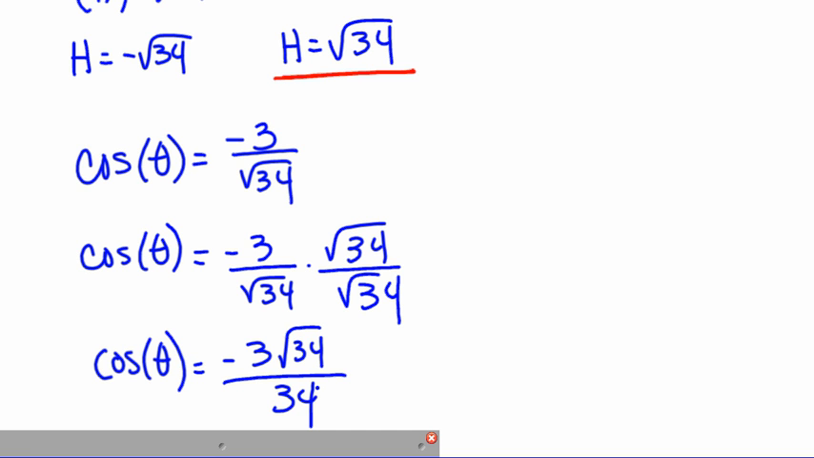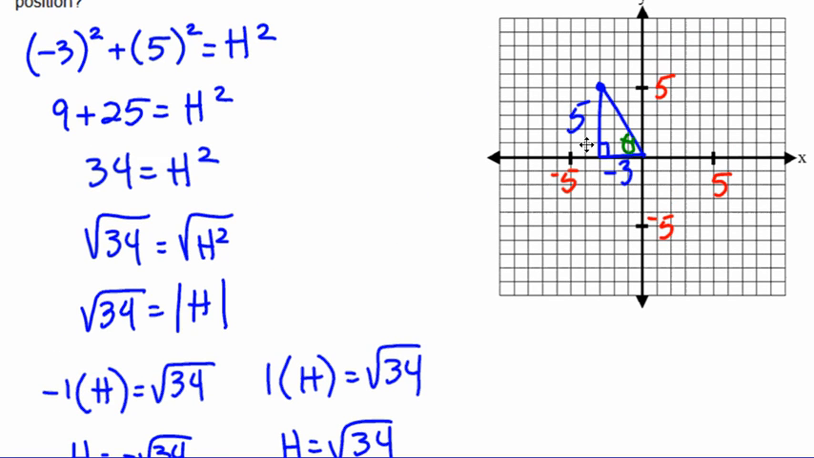If you were asked to find what theta's angle measurement was, you could do that by taking the inverse cosine of your ratio here. Or you could also go back to your picture and you know the opposite and the adjacent, so you could use the inverse tangent to find that angle measurement, like you've done previously.